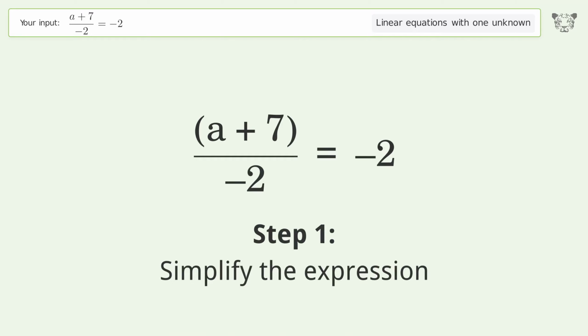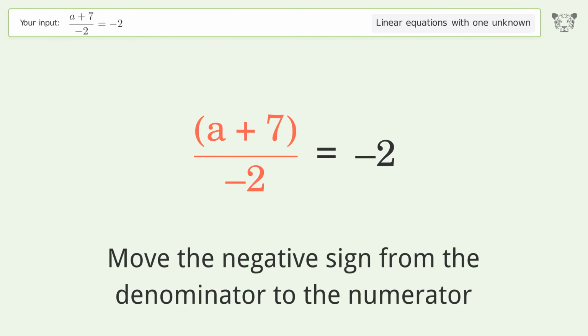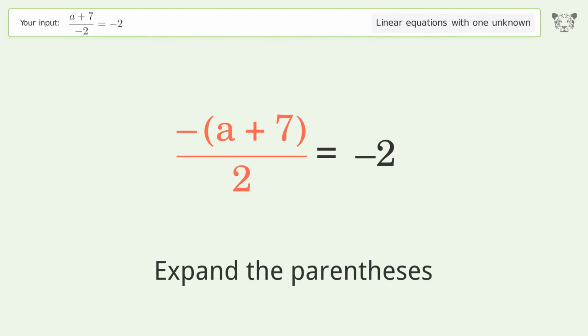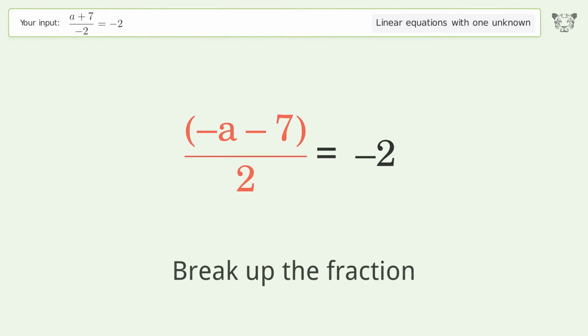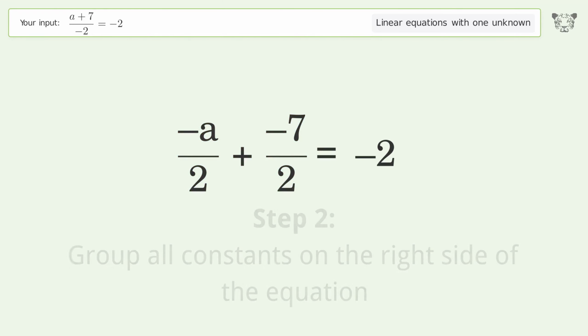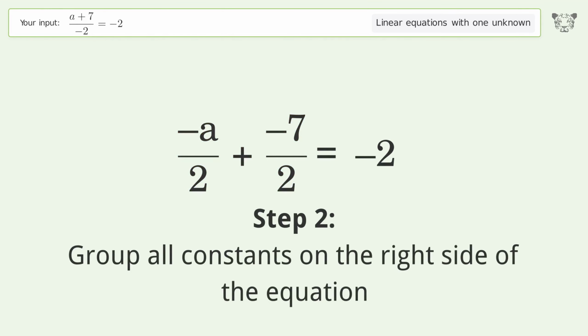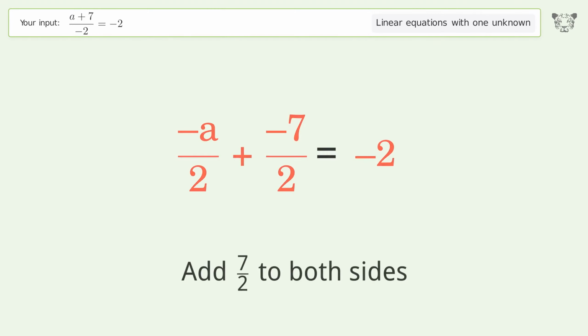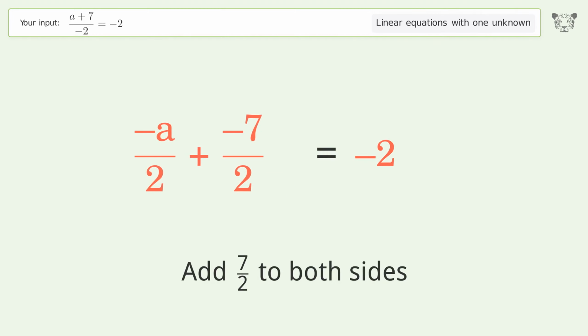Simplify the expression. Move the negative sign from the denominator to the numerator. Expand the parentheses. Break up the fraction. Group all constants on the right side of the equation. Add 7/2 to both sides.